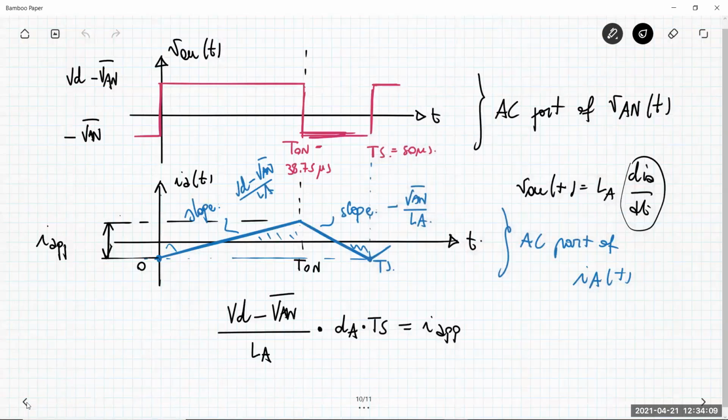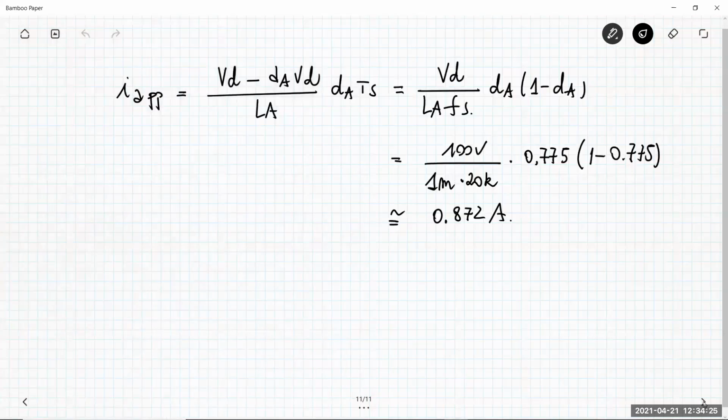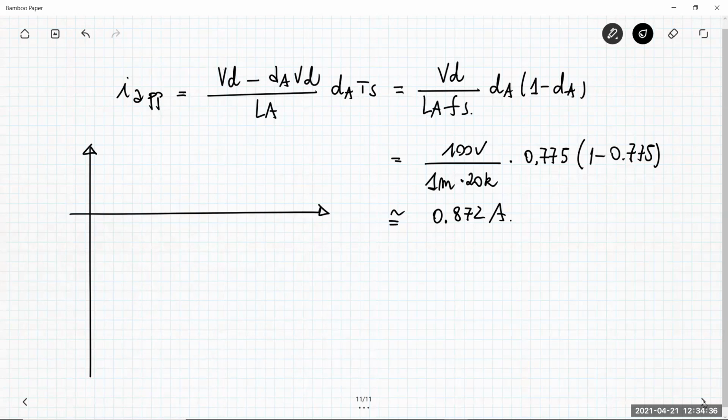So it is exactly this quantity, 0.872 amp. And this answers the second question, which is the peak-to-peak ripple of the current. Okay, this is just the AC contribution. If we want to visualize the behavior of the total voltage and currents at the port of our converter, let's plot the total current, so DC plus AC contribution, and the total voltage.